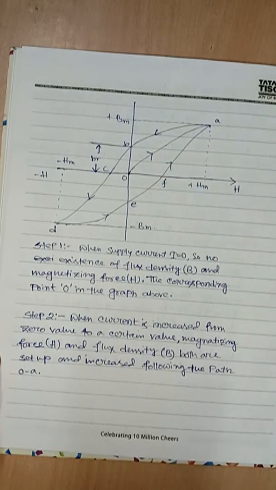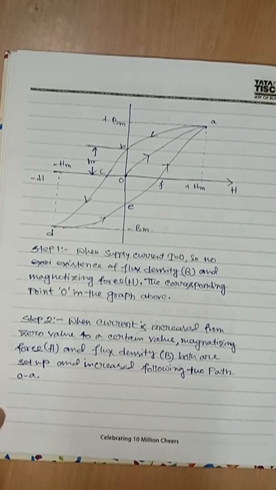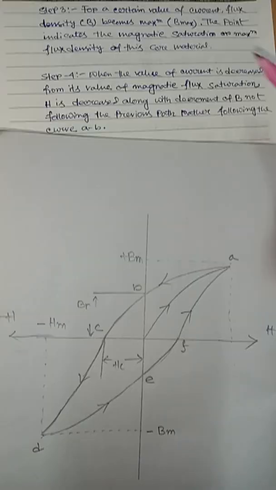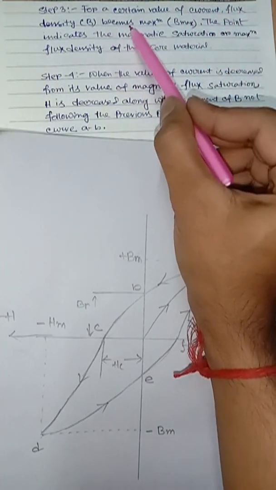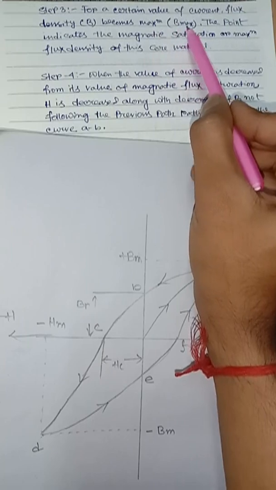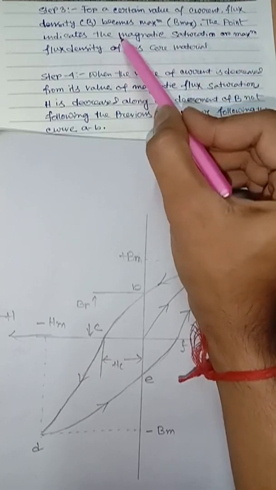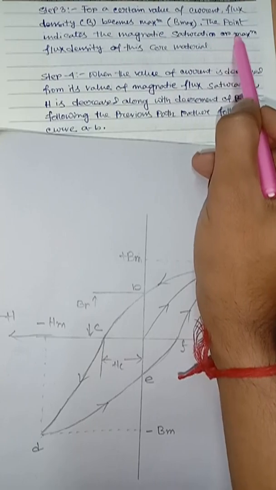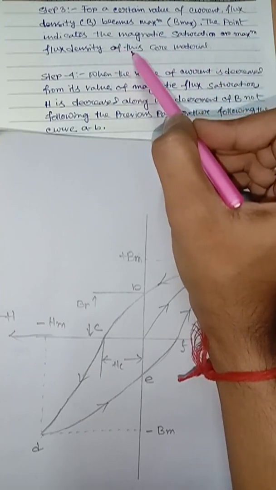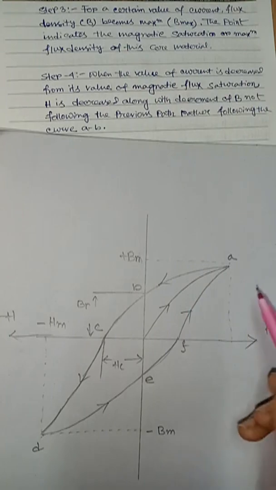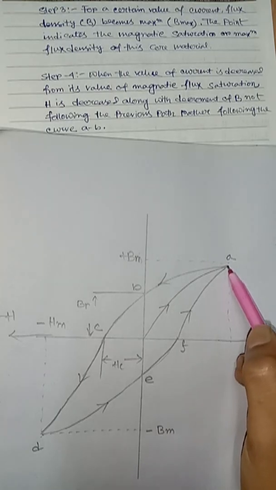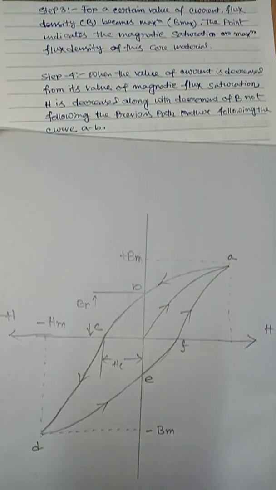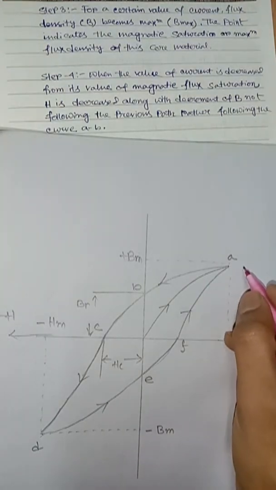Now step 3. For a certain value of current, flux density B becomes maximum, represented as B max. The point indicates the magnetic saturation or maximum flux density of this core material. Here this is B max, and A represents the saturation point. If we further increase the value of current, the curve will not increase. This point is called the saturation point.